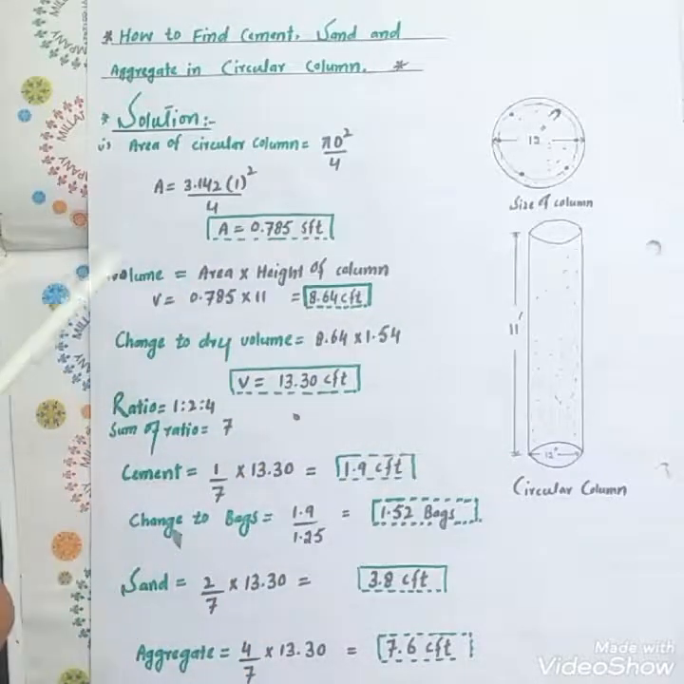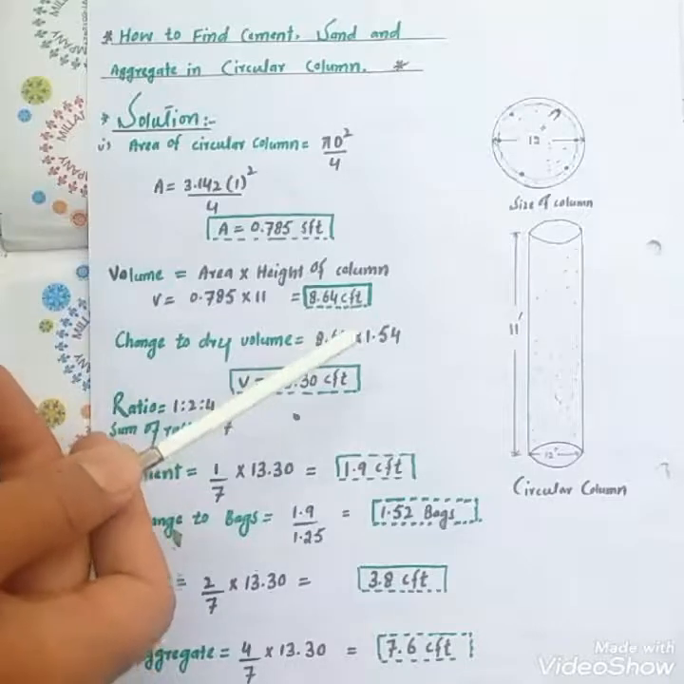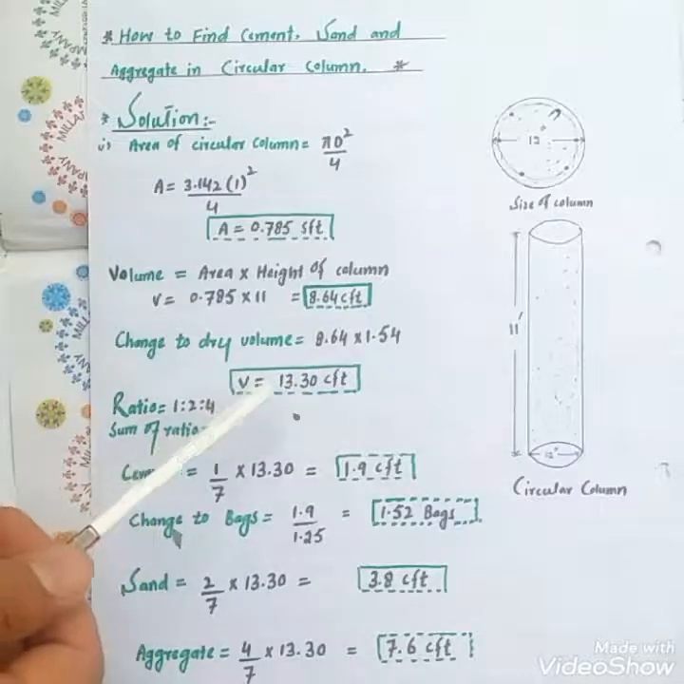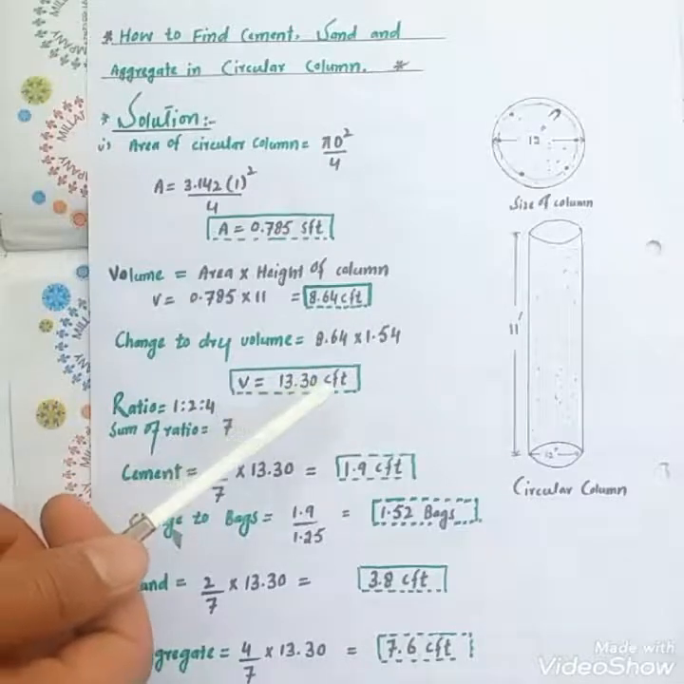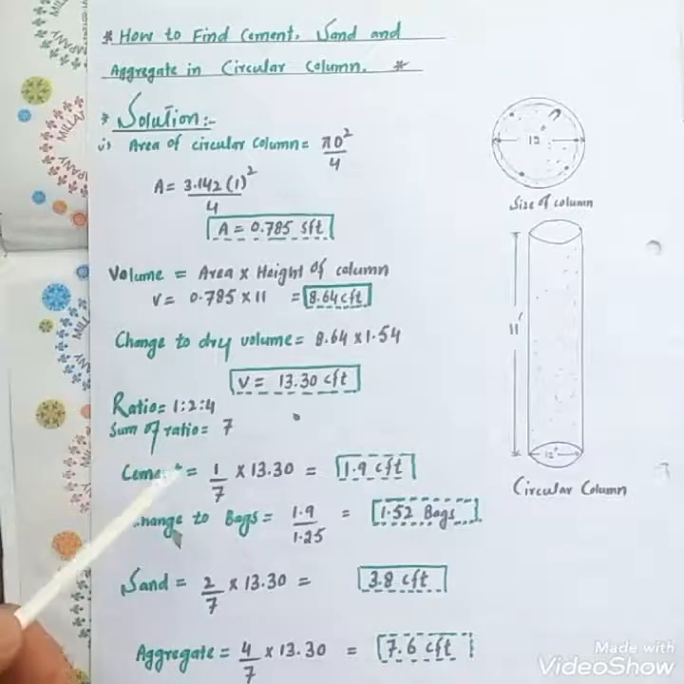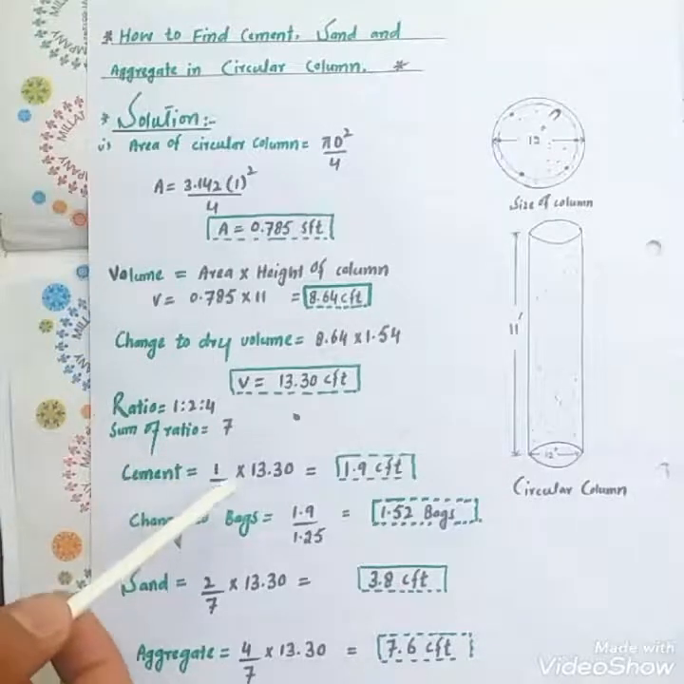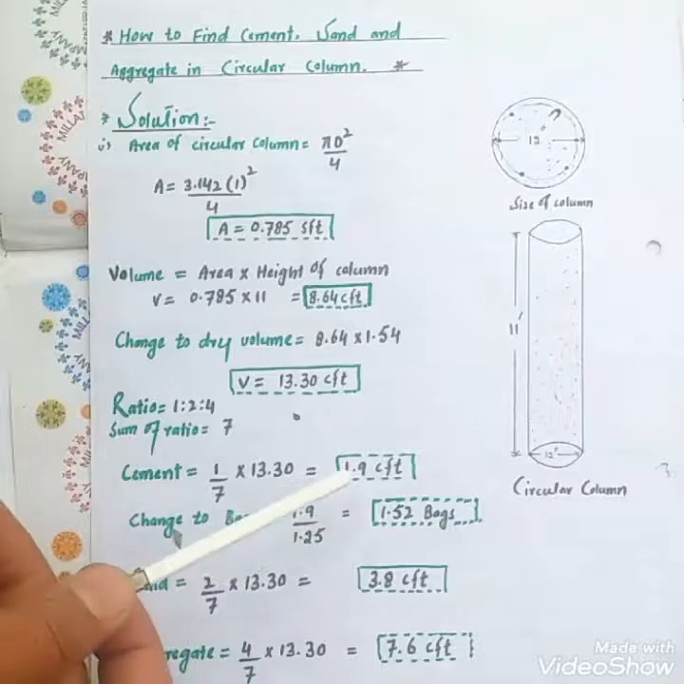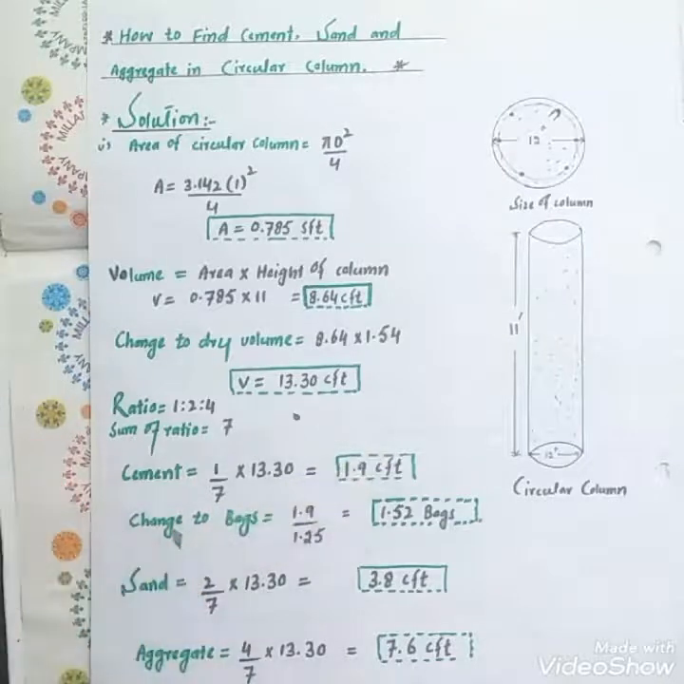Now we change this wet volume to dry. 8.64 multiplied by 1.54. Dry volume equals 13.30 cubic feet. The ratio is 1 to 4 and the sum of the ratio is 7. First of all, we need to find the cement. 1 divided by 7 multiplied by 13.30. This is the dry volume of cement, which equals 1.9 cubic feet.